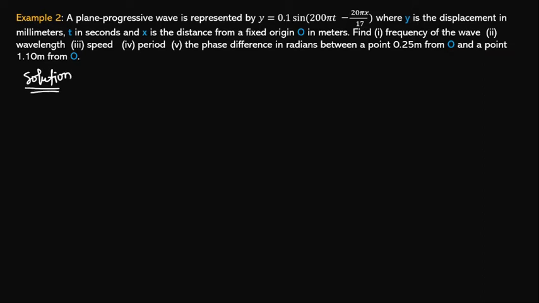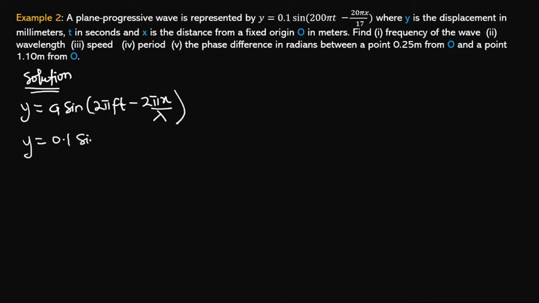As usual, the first thing we do is write the progressive wave equation because we need to compare. So we have y is equal to A sine into bracket 2 pi ft minus 2 pi x on lambda. But the equation we've been given in the question is y is equal to 0.1 sine into bracket 200 pi t minus 20 pi x on 17.